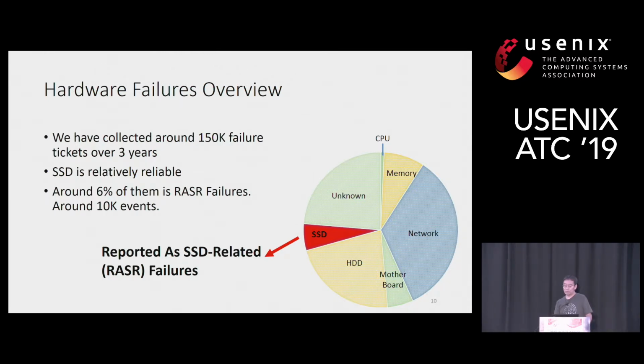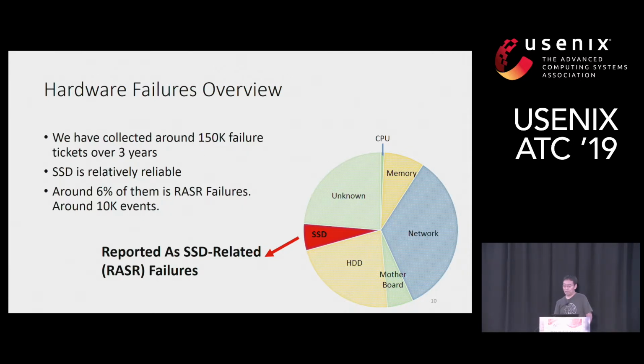And about 20% of the time, he cannot, and he marked them as unknown. He already ends up with whole node replacement. SSD-related failures account for about 6%. Those are the focus of our study. That's why we call them reported SSD-related.